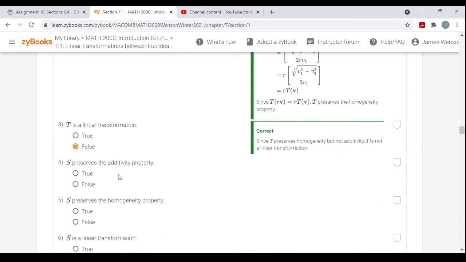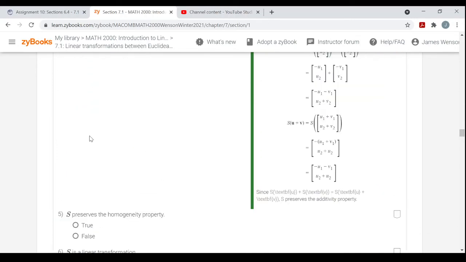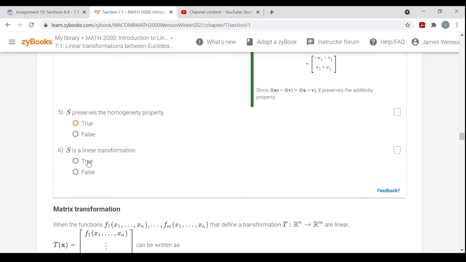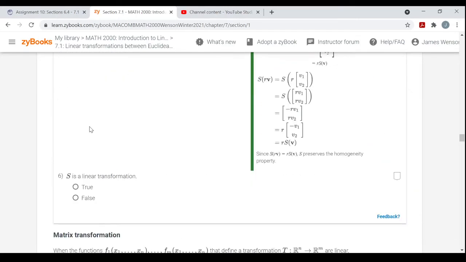No, it is not. Now I already told you S is going to be linear, so it'll satisfy additivity, it'll satisfy homogeneity, it is going to be linear. Right? And again, you can verify that the way I did it on paper earlier.